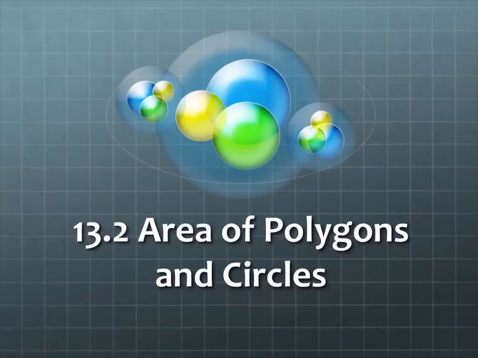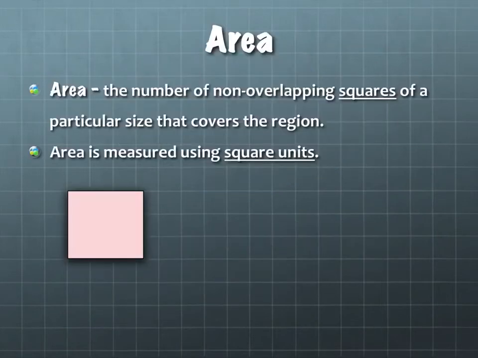Section 13.2, if you remember 13.1, it was about linear measure. It measured the length of things specifically. In 13.2, we're going to measure area. One way that people will describe area sometimes is the space inside of something. So we're specifically going to be looking at polygons and circles in this section.